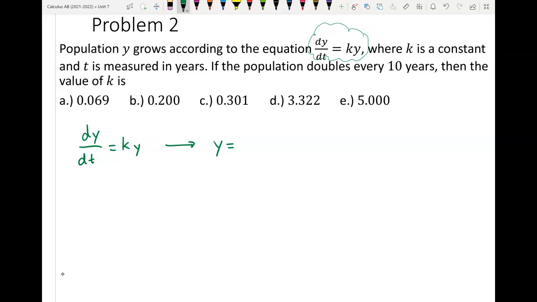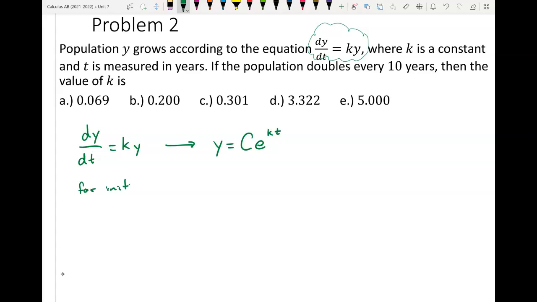Y equals what? What did we say yesterday? y equals c e to the k t. Now, before we even dive into this problem, I want us to look at something. If we are looking for an initial amount, let me write this down here.